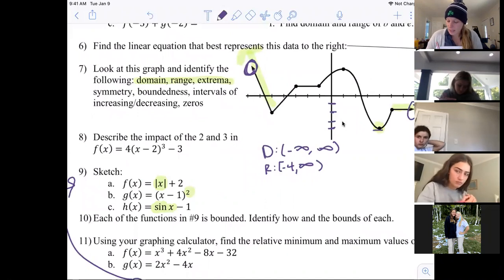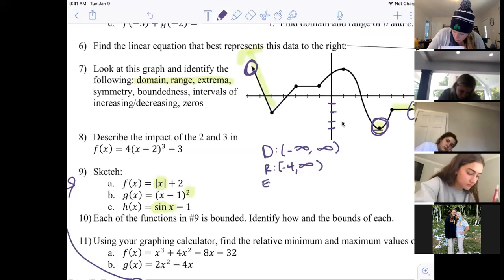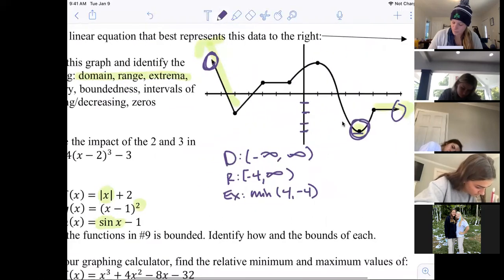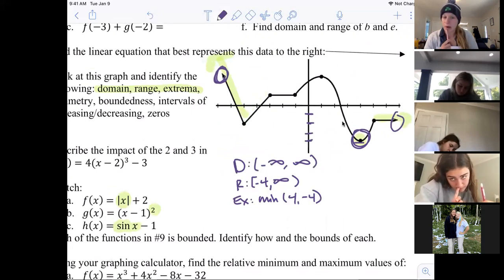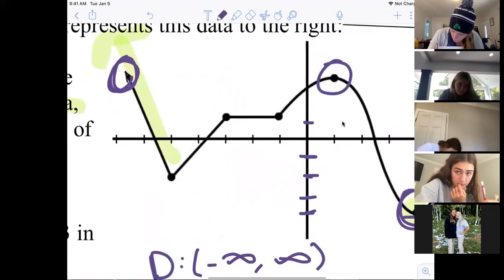Extrema. I see some lows and highs. The low I was just looking at is right here, and I would just list its coordinate point. 1, 2, 3, 4. 1, 2, 3, 4. So I have a min at (4, -4). And that's actually an absolute because nothing is lower than that. The other two I'm going to name are not absolute. I would argue they're local. I have a max right up here. I'd probably say that's at (1, 4).